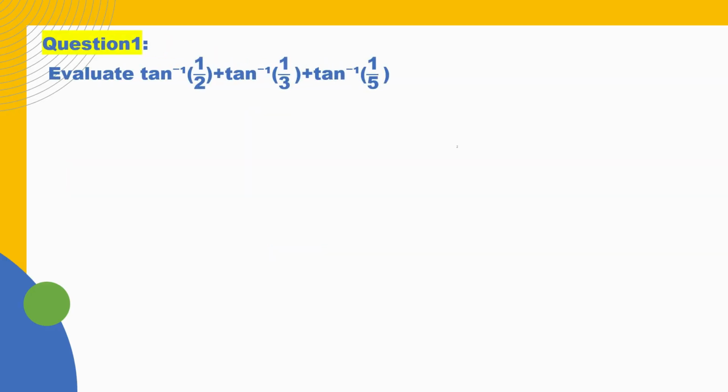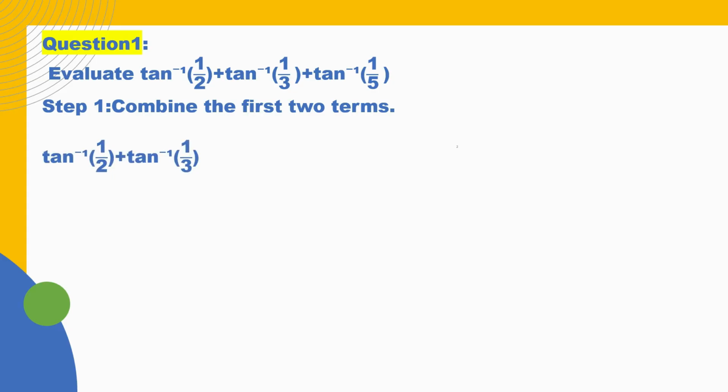So our question 1 is evaluate tan inverse of 1/2 plus tan inverse of 1/3 plus tan inverse of 1/5. To evaluate this, we need to use one formula that we discussed in part 1, which is addition of tan inverse. So first we will combine the first two terms, that are tan inverse of 1/2 plus tan inverse of 1/3. Now before adding, we need to check the product of x and y here. The product of 1/2 and 1/3 is equal to 1/6 and it is less than 1. So we can directly apply the formula. Do you remember what was the formula? Whenever we have to add tan inverse of x and tan inverse of y, what is the formula? We use this formula.